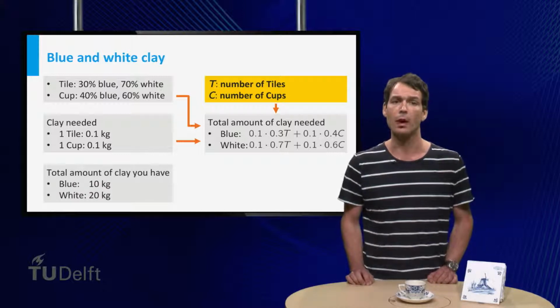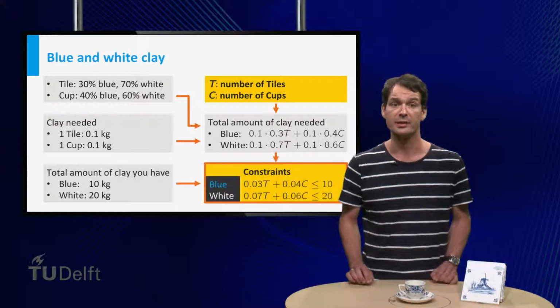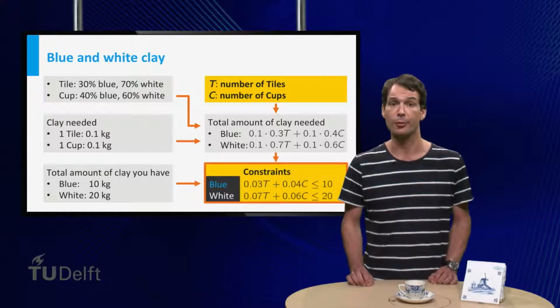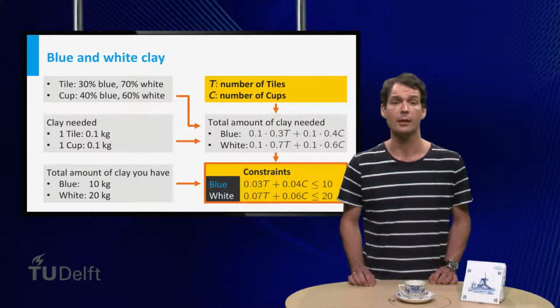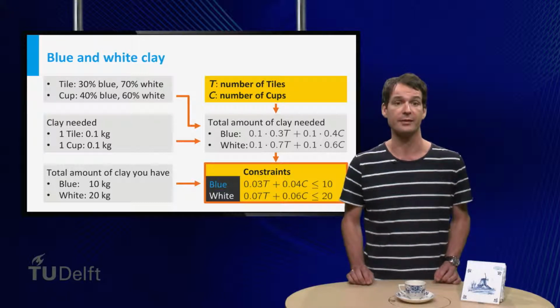But let's say you only have 10 kilograms of blue clay and 20 of white. Then we have the following constraints. 0.03 T plus 0.04 C is less or equal to 10, and 0.07 times T plus 0.06 times C is less or equal to 20. These inequalities say that the total amount of blue or white clay that you use is less than the amount you've got.